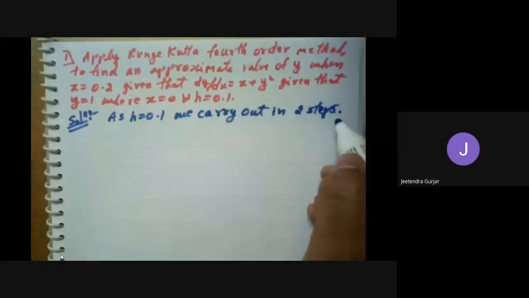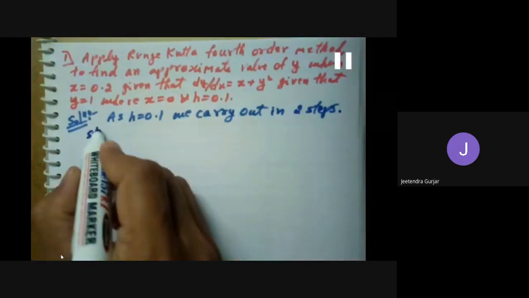Everything is given. Understand this? This is the first example. So what is given, we'll go through once again. Okay, so we take h is equal to 0.1. We carry out in 2 steps.